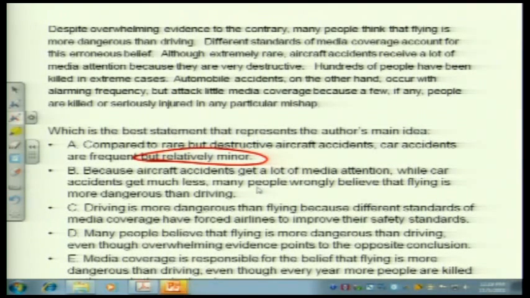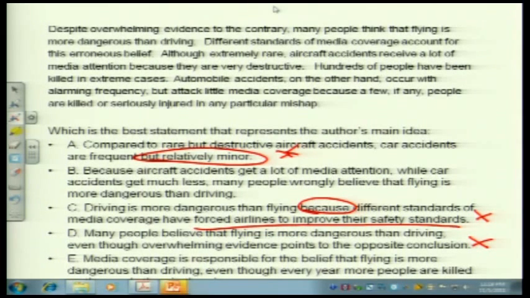So you can cut that out, take that out. Number C, this is the weakness there. Driving is more dangerous than flying because different standards of media have forced airlines to improve the safety standard. That has nothing to do with the passage, so that's out. Number D, many people believe that flying is more dangerous than driving, even though overwhelming evidence points to the opposite conclusion. This is the opposite of what's being presented there.